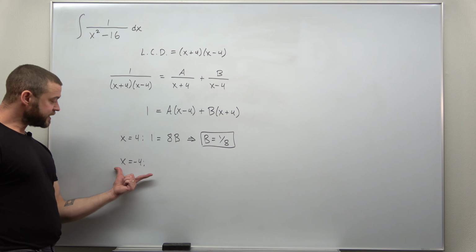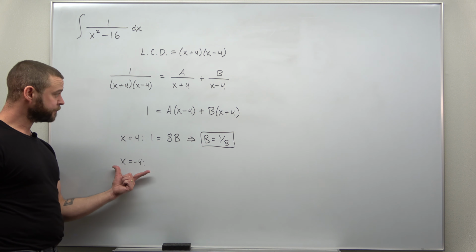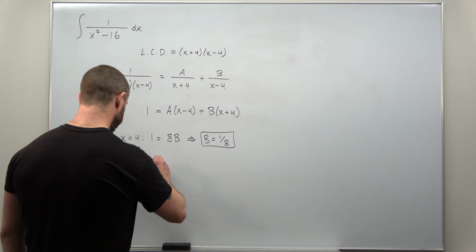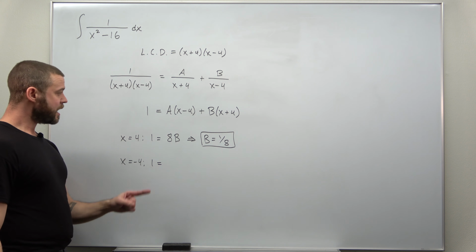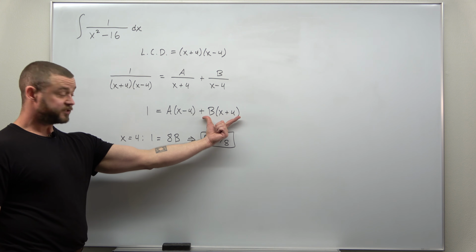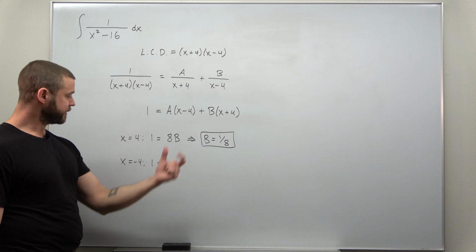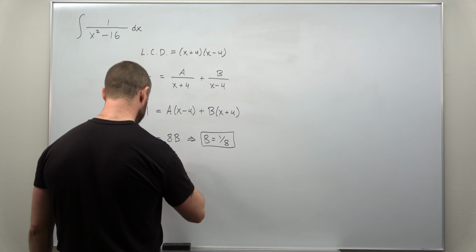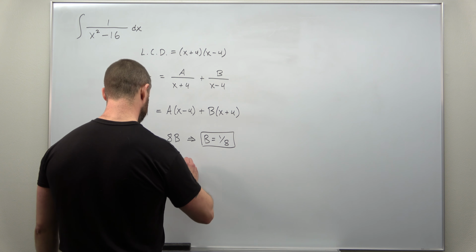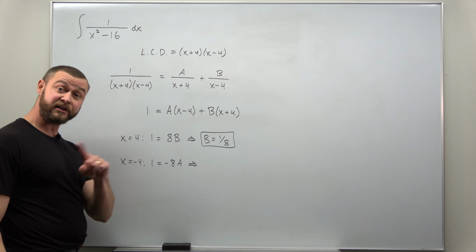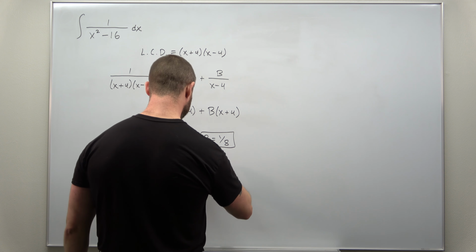All right, plugging in the next value, x is negative 4. Left side is going to still be 1. And now when x is negative 4, the b term drops out, since we get 0 times b. But now we're going to be left with negative 8a. And again, that solves very quickly to give us the value for a as negative 1 over 8.